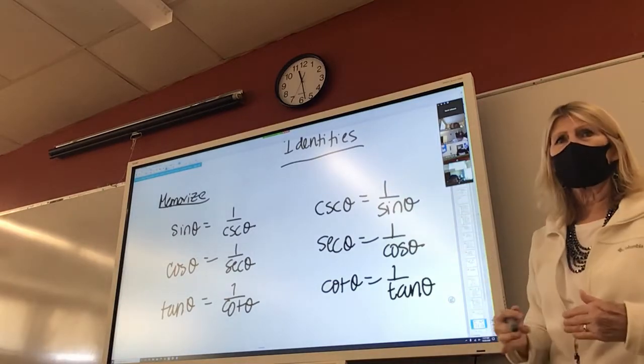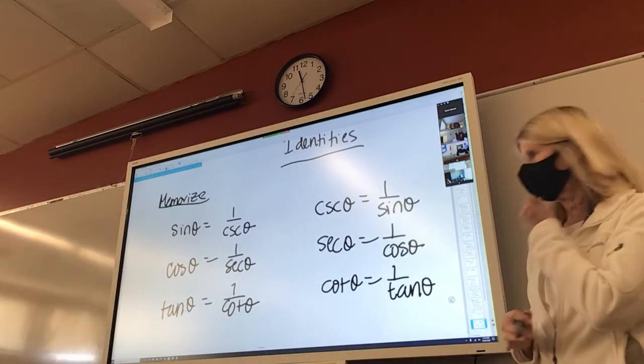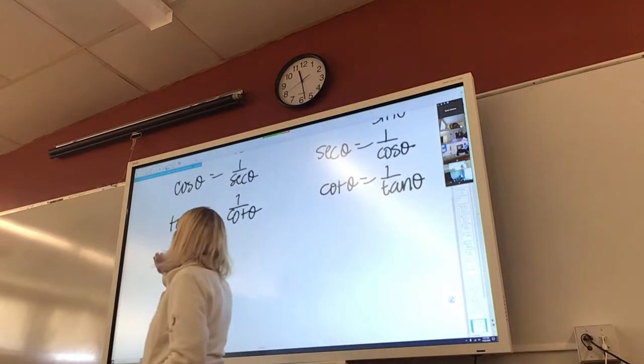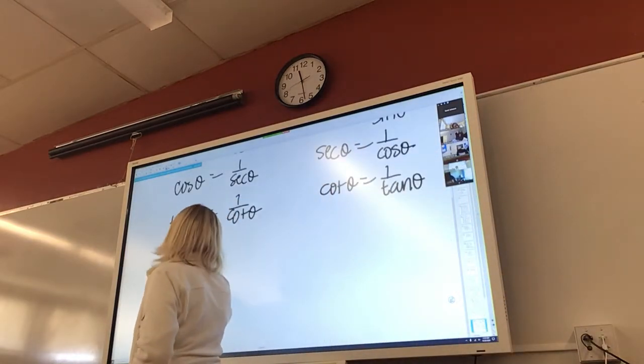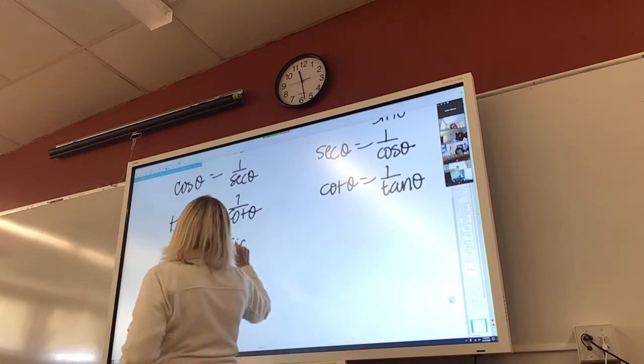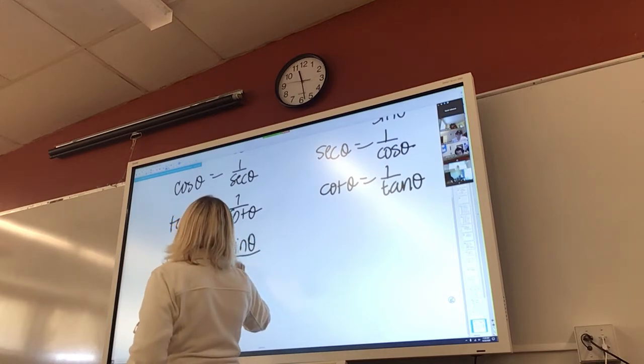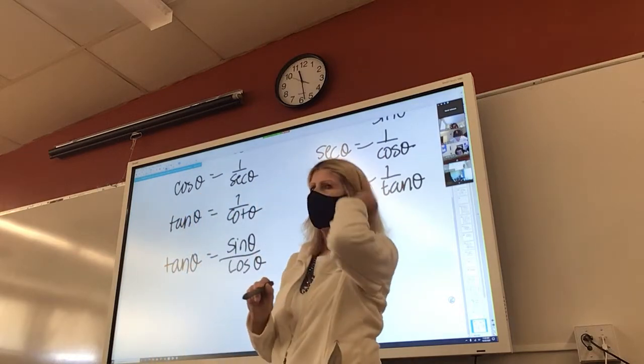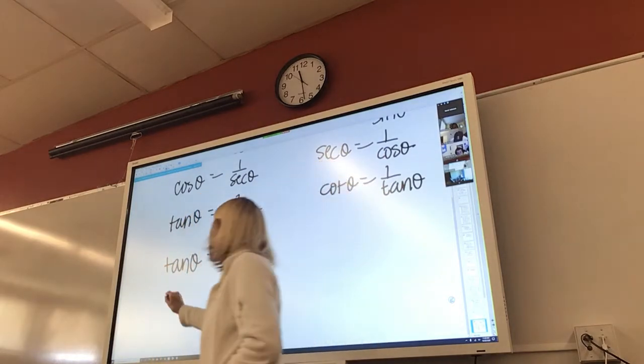From this point on, everything is new, right? So here's a new one. Tangent of theta is equal to sine of theta over cosine of theta. If you had to figure this out on your own really, really quickly, here's a really quick explanation.